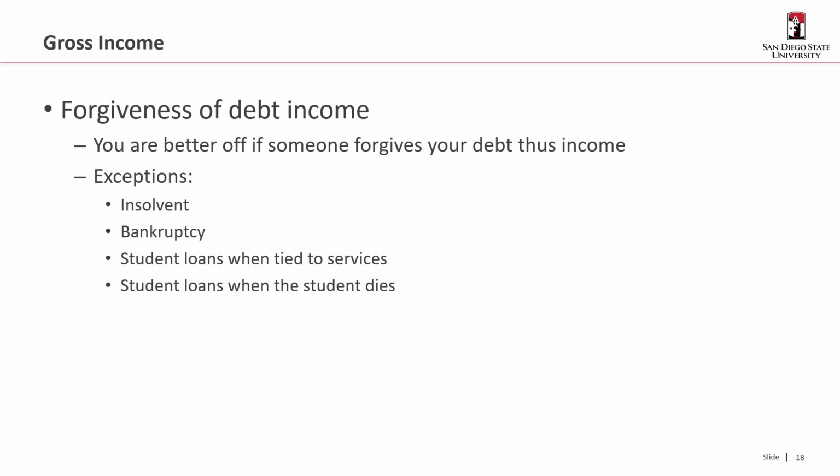There are exceptions to this. One is if you are insolvent. So if you are insolvent, then you do not have to include that forgiveness of debt income in your taxable income. If you are under bankruptcy, if it is a student loan, when it's tied to services. So for example, sometimes you can get a student loan that says as long as you agree to, for example, be a doctor in this rural area, and suddenly you are foreclosed on that loan because you were unable to provide those services. And then the second reason that was passed in the Tax Cuts and Jobs Act of 2017 is if you die. So if you have a student loan and you die, your estate does not need to include the amount of the loan in your income.